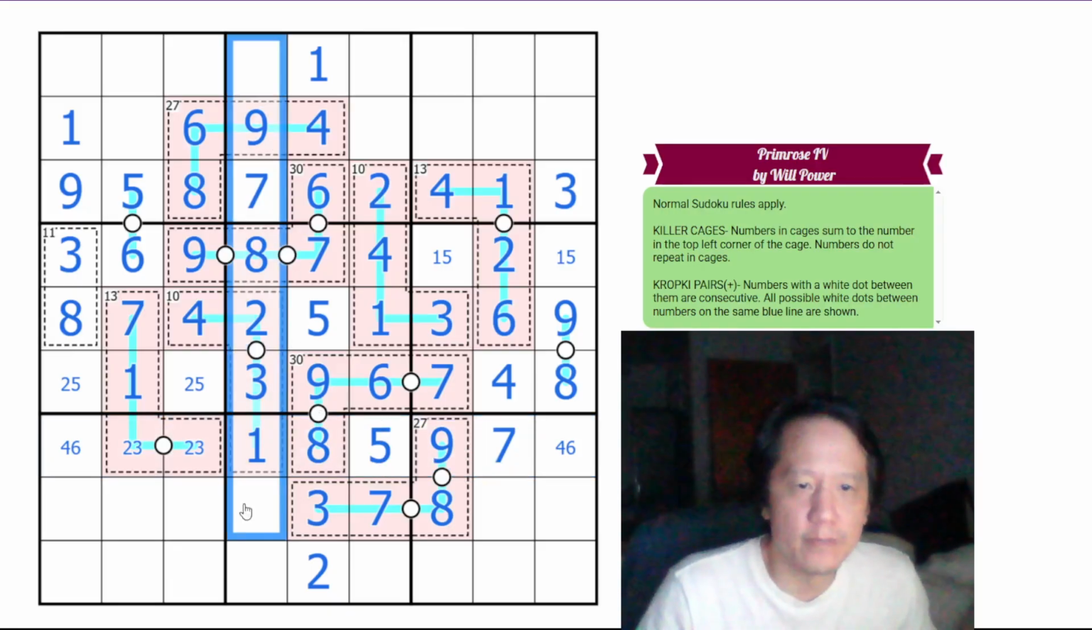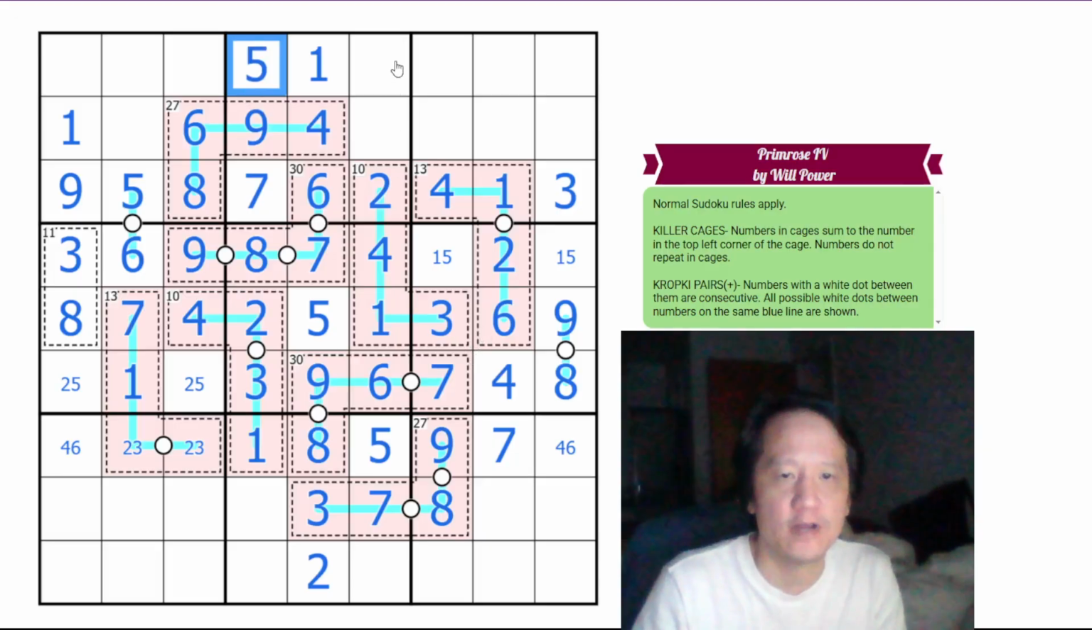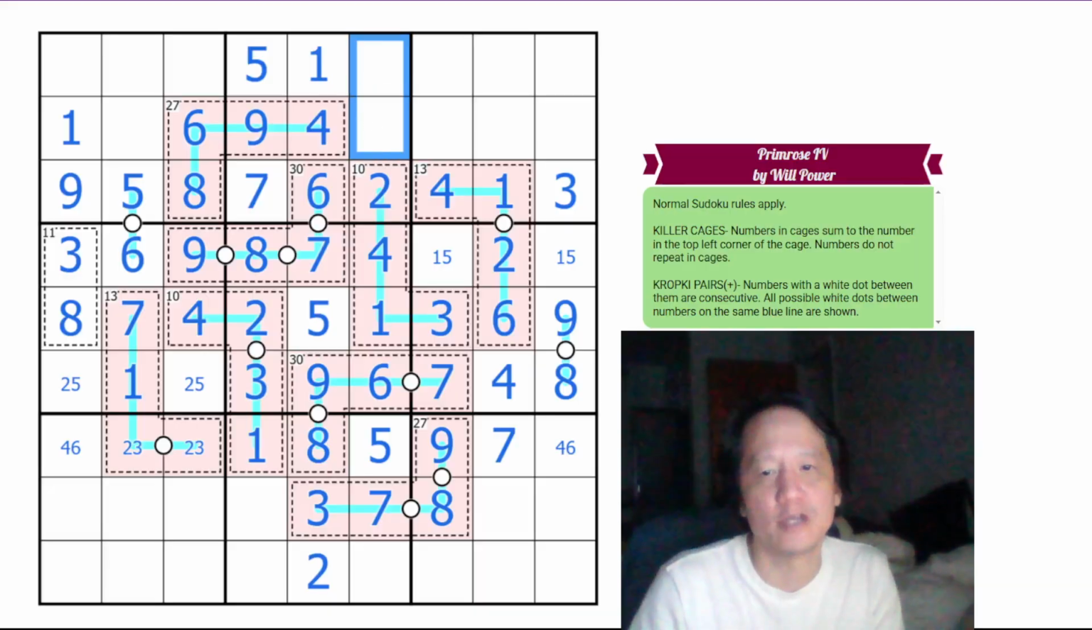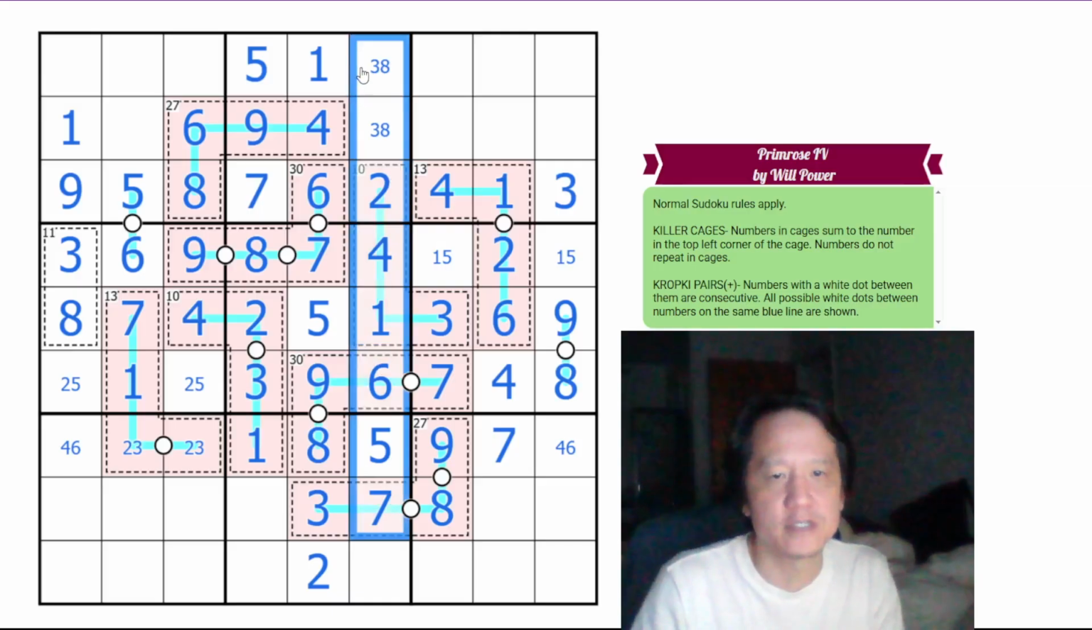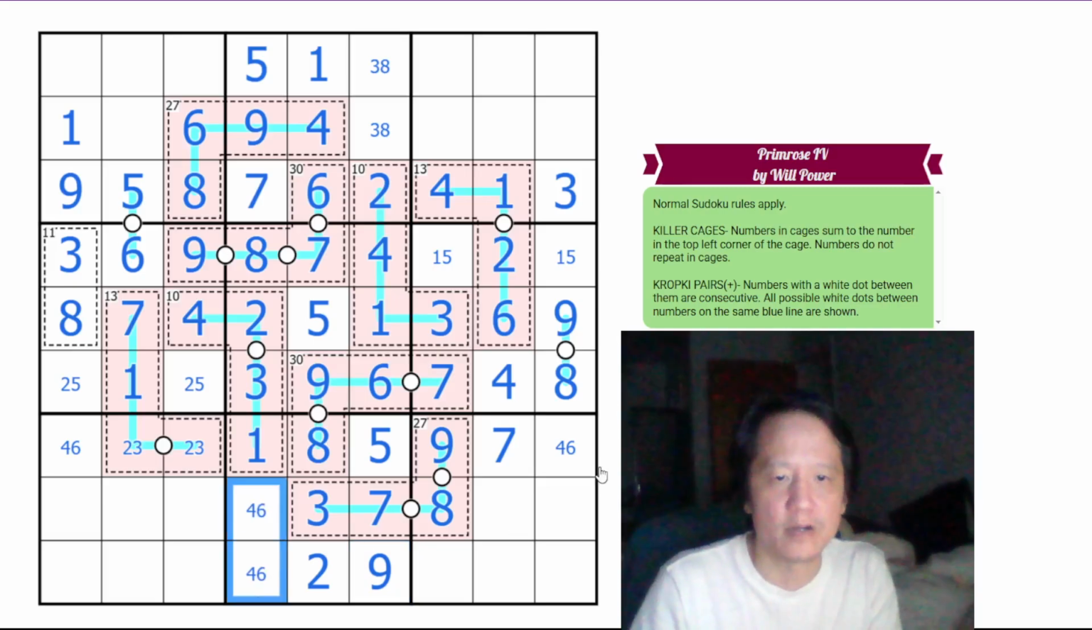In column 6, we have the remaining digits of 4, 5, and 6. 5 cannot be here, therefore this must be 5. That leaves these two remaining digits in this box as a 3, 8 pair. The rest of column 6 has to be a 9, so this is 9. And this is a 4, 6 pair here.